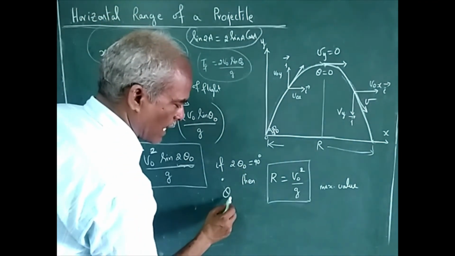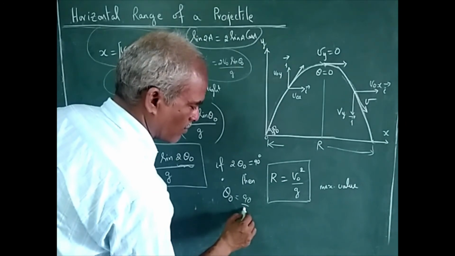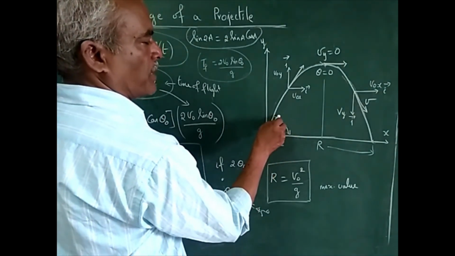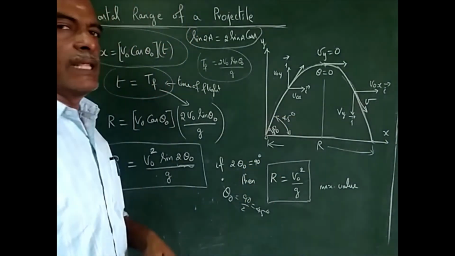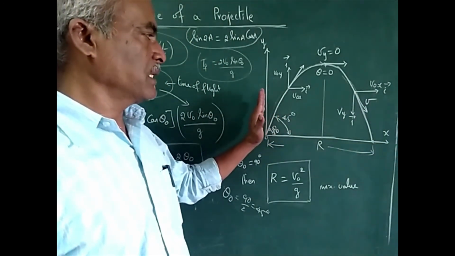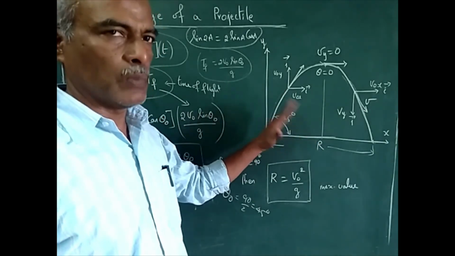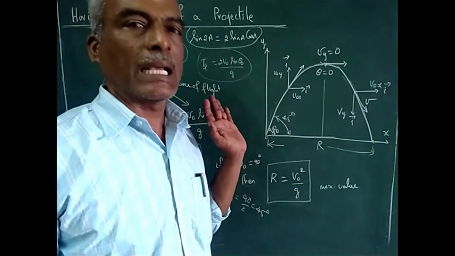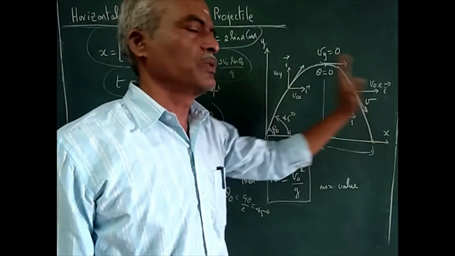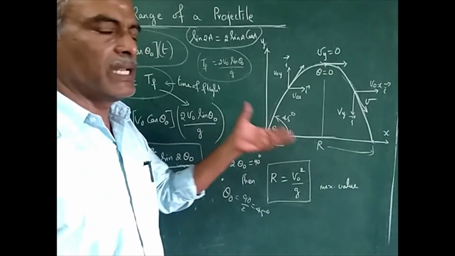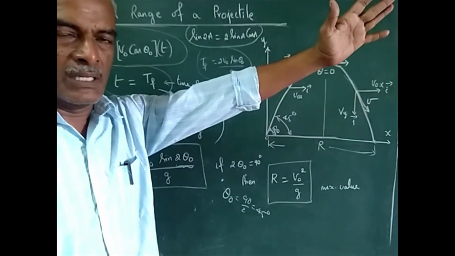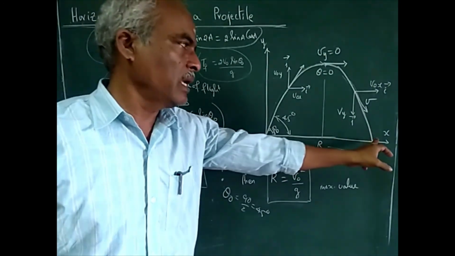That means, what is the angle? Theta naught is equal to 90 degrees divided by 2, which is equal to 45 degrees. That means if this angle is 45 degrees, then you can reach the maximum range. If the angle deviates, vertically or horizontally, from this value, then you won't get the maximum range of the particle from the start point to the end point. So 45 degrees is the correct angle if you want to cover the maximum distance or displacement from origin to the end point.